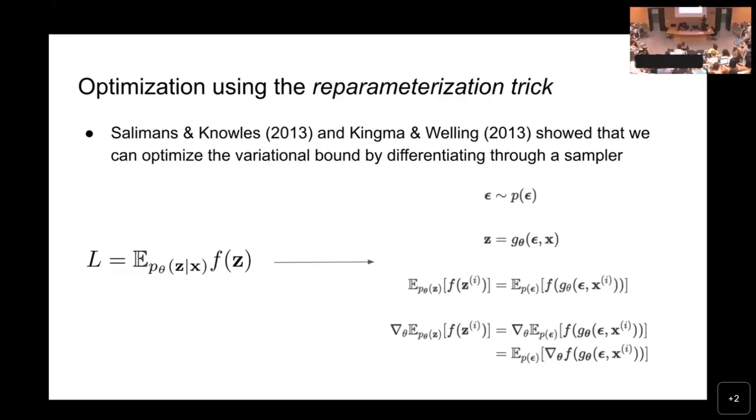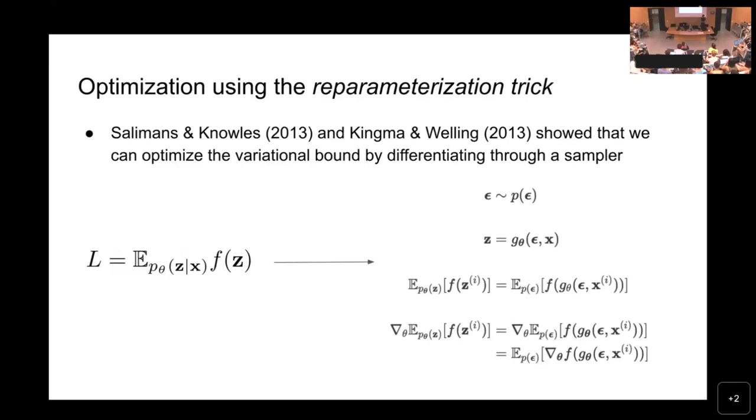So you get your samples by doing a deterministic transformation of the random noise and your parameters into this latent Z. And now you just plug this into your loss function, and you get a Monte Carlo approximation of this lower bound. So this is a Monte Carlo approximation of the expectation that we would like to calculate.